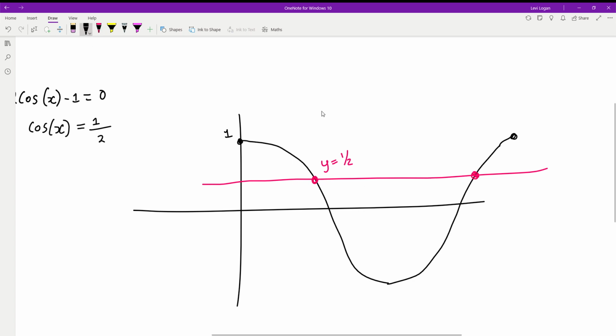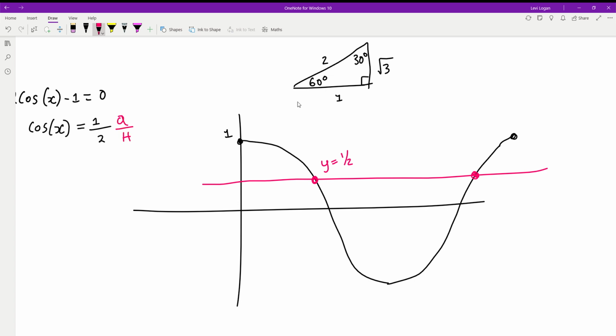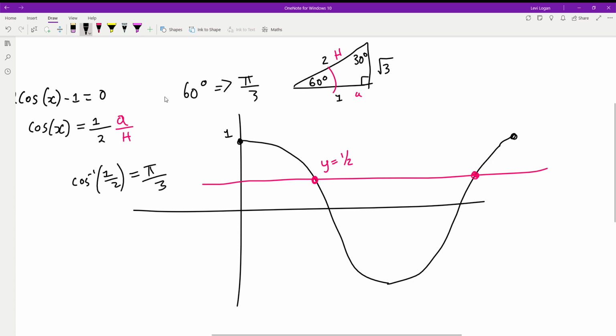Now the way we can work this out is using some special triangles. So we have two particular triangles. We have our 60 degrees, 30 degree right angle triangle, where this side is root 3 and this side is 1 and this is 2. Cos is adjacent over hypotenuse. So if this is the adjacent side and this is the hypotenuse, our angle must be 60 degrees. So that means cos inverse of a half, 60 degrees in radians, will be pi on 3. So that means our first solution is pi on 3. So this distance here will be pi on 3.